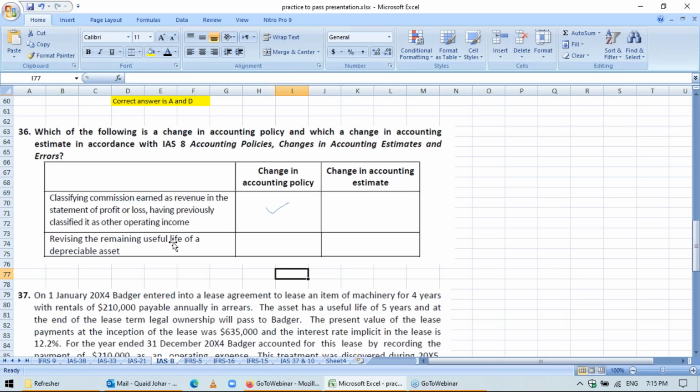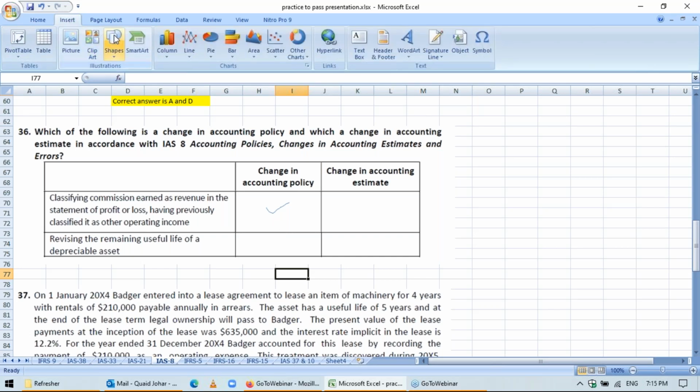suppose from 8% to 10%, we are changing the estimate, the 8% to 10%, or we are changing a life from 10 years to 12 years, or reducing it from 10 years to 6 years. This is changing a number, or we are changing a pattern of consumption, like from straight line to reducing balance. So this is a change in estimate, if you are changing a consumption pattern or changing a number. So changing the useful life of a depreciable asset is not a change in accounting policy. It is a change in accounting estimate, because we are changing the number, which is the estimate itself.